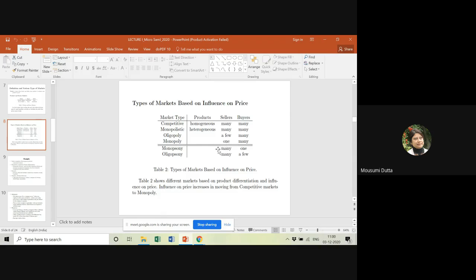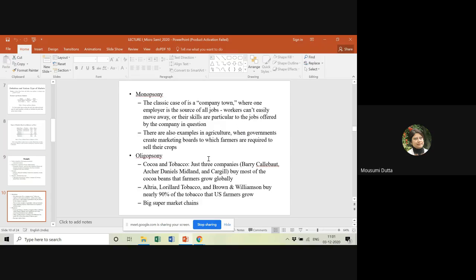Alternatively, in the factor market, sellers will always be many because, again, crores and crores, millions and billions of individuals are there. However, there may be a single buyer who is capturing all the resources, or there may be a few buyers who are purchasing the resources. So there may be a single buyer or a group of buyers. Now, examples of monopsony and oligopsony.